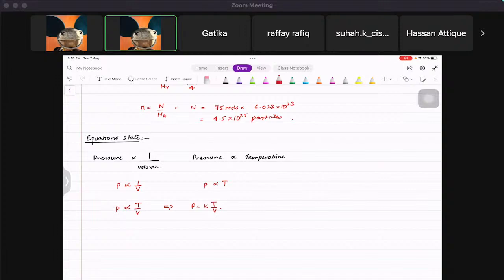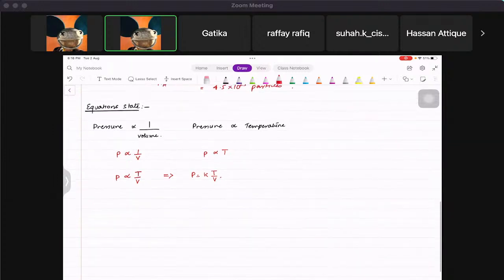So we're going to explain this in a bit. When the examiner asks, we are going to say that PV over T is equal to a constant, where, and then we're going to explain this, right? So this is what you need to write when he asks you this. P is the pressure, V is the volume, and T is the temperature.